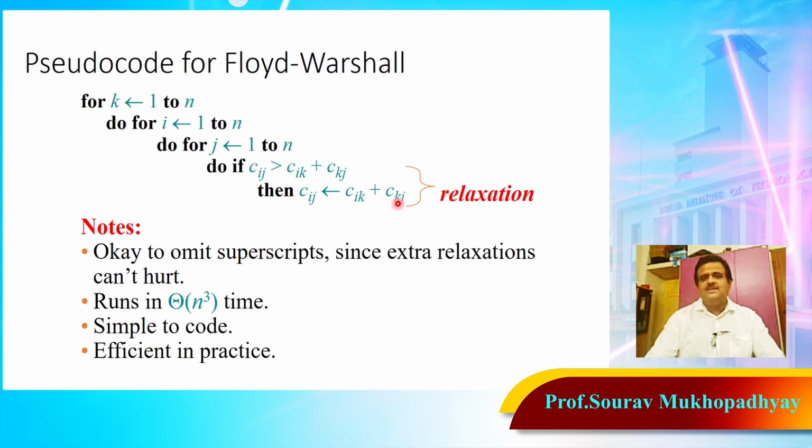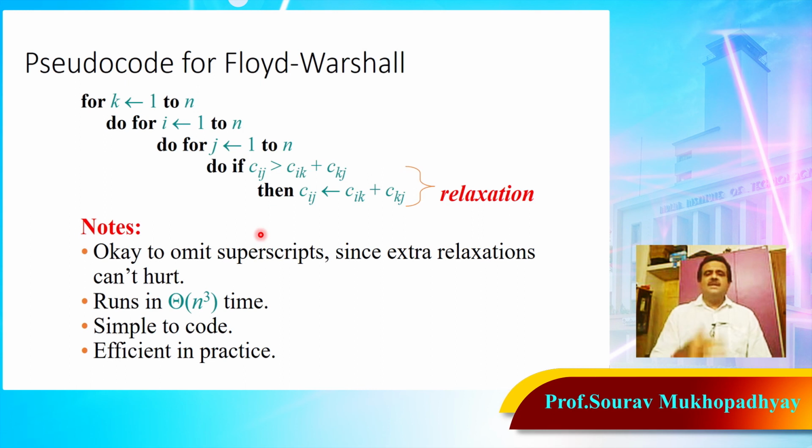So we update this if C_ik^(k-1) plus C_kj^(k-1) is less than the previous value, I mean is better, then we must update this at the kth level. So that superscript we are omitting, but you can use that. Okay. Now, this is the algorithm which is called the Floyd-Warshall algorithm. Now, what is the time complexity of this algorithm? This algorithm has 3 loops, and we have this relaxation step. So this is an order n cube algorithm. This is very simple code and very efficient in practice.